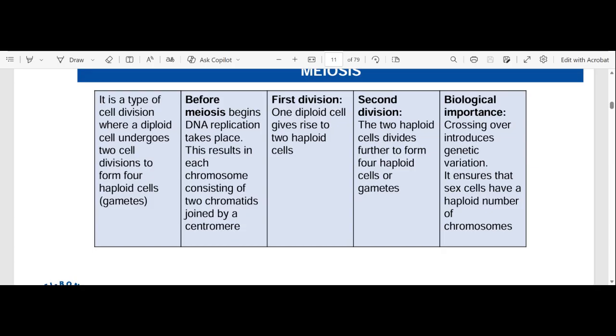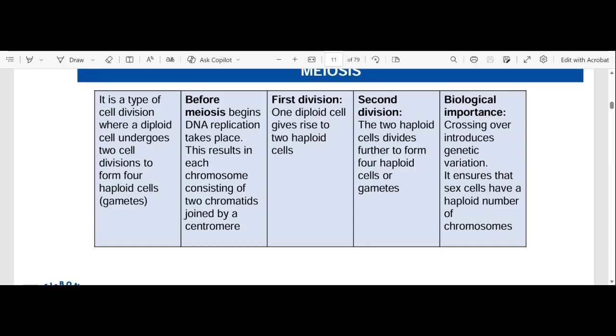The second division states that the two haploid cells divide further to form four haploid cells or gametes, right? So we see that the number of chromosomes does not change in the second division. You start with two haploid cells and you end up with four haploid cells. So the number of chromosomes does not change, but what changes? The number of cells. From 2 cells to 4 cells, right? But the chromosome number does not change.